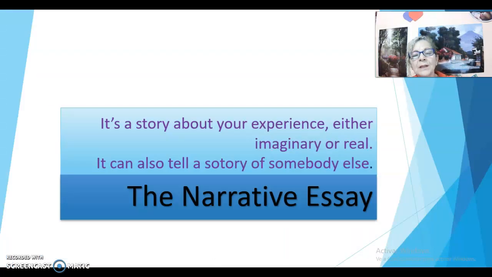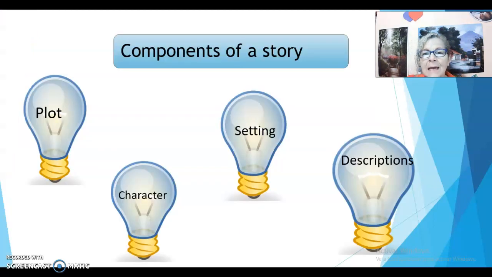Okay, let's continue with the narrative essay. And this is a story about your experience, either imaginary or real. It can also tell a story of somebody else, and that's the narrative essay. The components of a narrative story, we have the plot, character, setting, and descriptions. So remember, we combine narrative and descriptions.